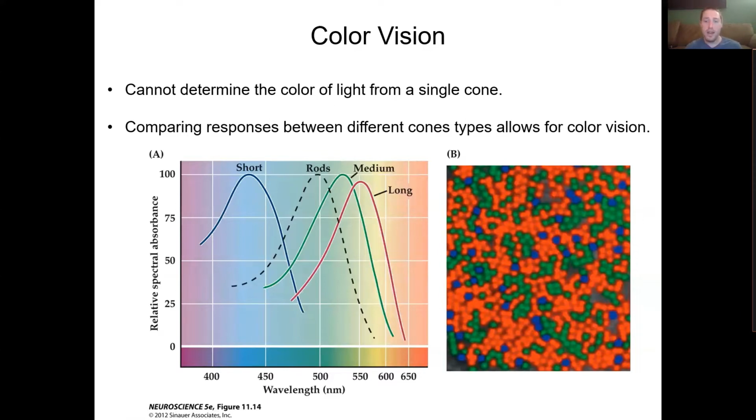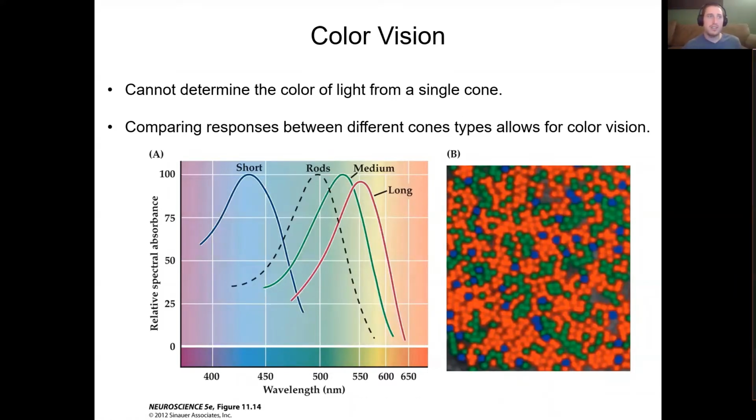The more cones you have, the more fine comparison you can make. That's why we're able to really well determine these colors between red and green, even though it's not a very big change in wavelength, because our red and our green cones have peak sensitivities that are just so similar.